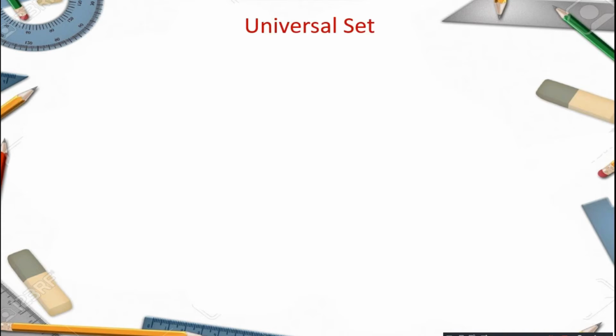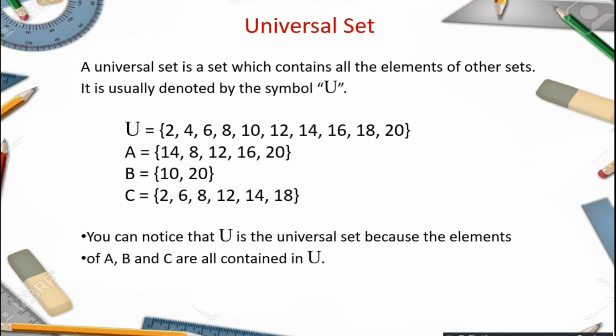How about universal set? A universal set is a set which contains all the elements of other sets. It is usually denoted by this symbol. In this example, the universal set contains the following elements: 2, 4, 6, 8, 10, 12, 14, 16, 18, and 20, or the even numbers from 2 to 20.